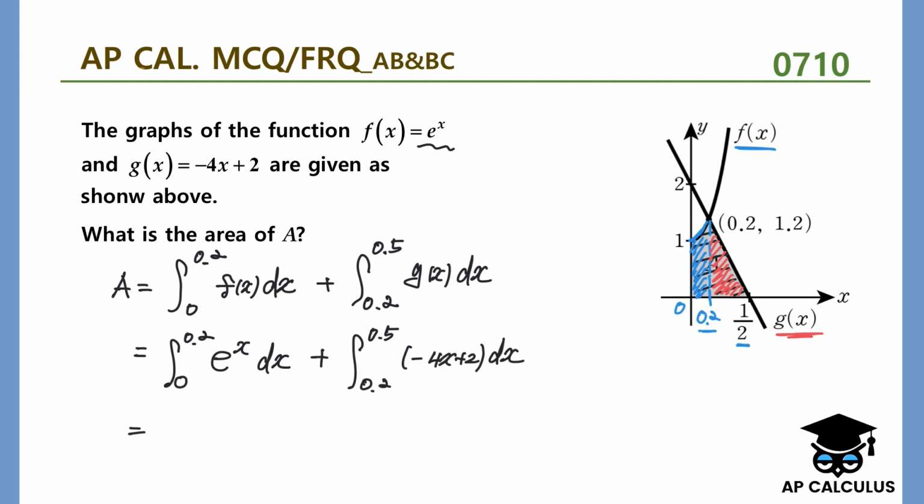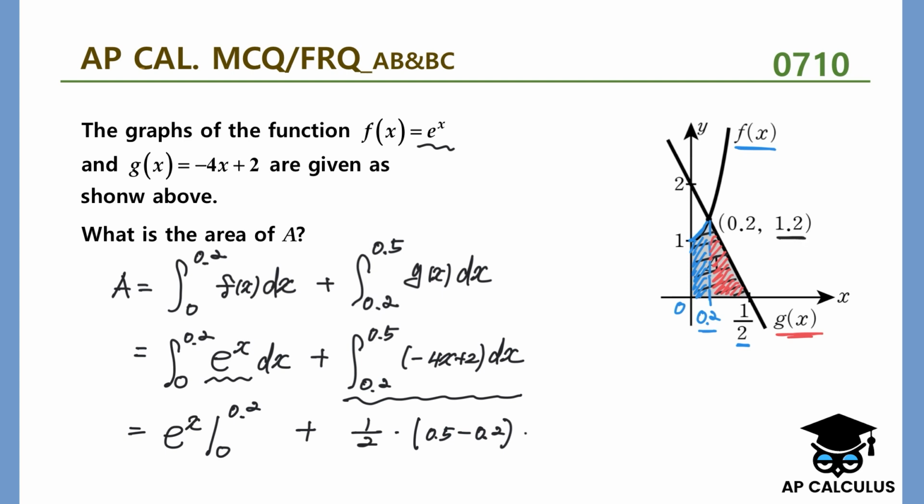So the antiderivative of e to the x is e to the x from 0 to 0.2, plus this one right here represents the area of this red region, right? Well, we can actually use the geometry. That's just the area of the triangle, right? So 1/2 times base, which is 0.5 minus 0.2, times height, which is 1.2.